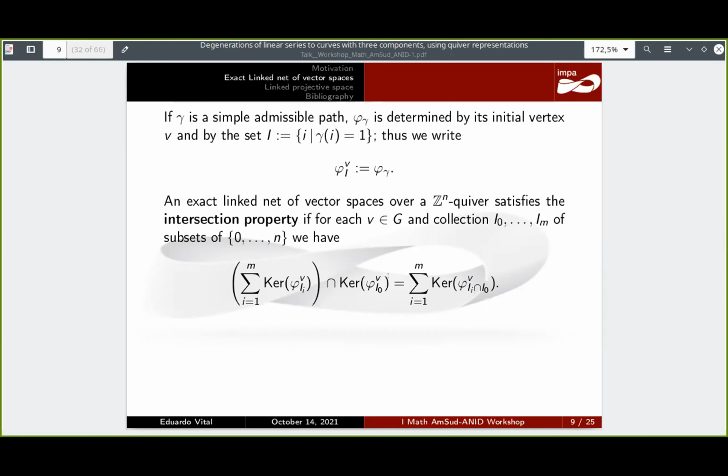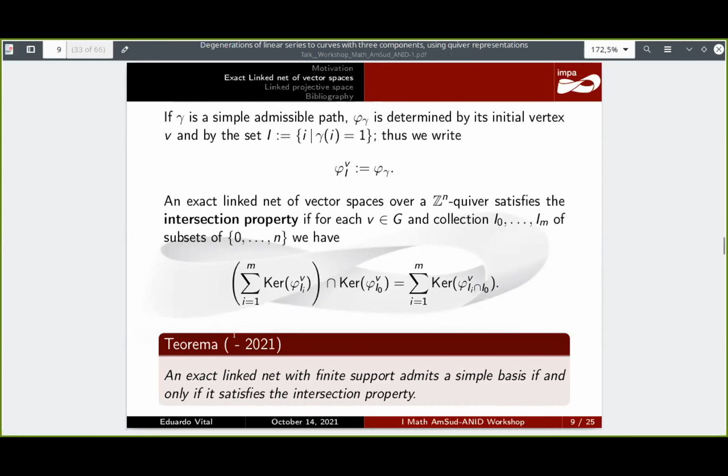We know that this equality is true when m is equal to 1. This equality is like a distributive law for the intersection of vector subspaces, which you know in general is not true. So we have a theorem: an exactly linked net with finite support admits a simple base if and only if it satisfies the intersection property. So what is this theorem saying?